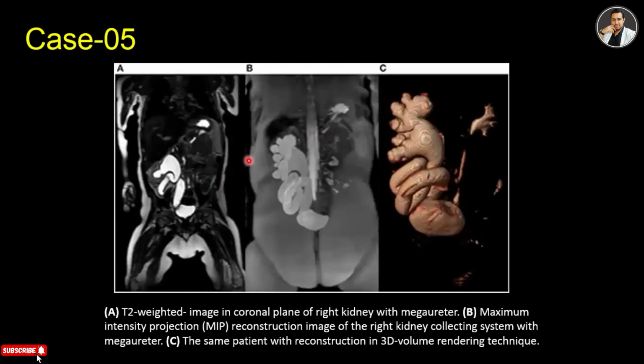And another case, this is case 5, and this is a typical case, a T2 weighted image in coronal plane of right kidney with mega ureter. So this is a case of mega ureter and maximum intensity projection, that is MIP, and the middle image is the MIP image, right kidney collecting system with mega ureter, and this is a 3D volume rendering image. You can see how the ureter is coiling up here, and it looks like a giant snake, but it's not a snake, it's a mega ureter.